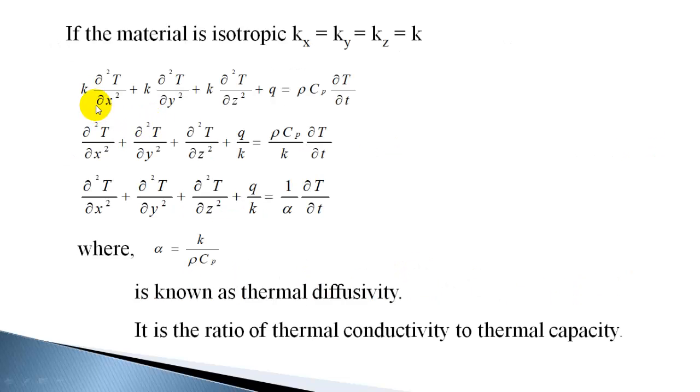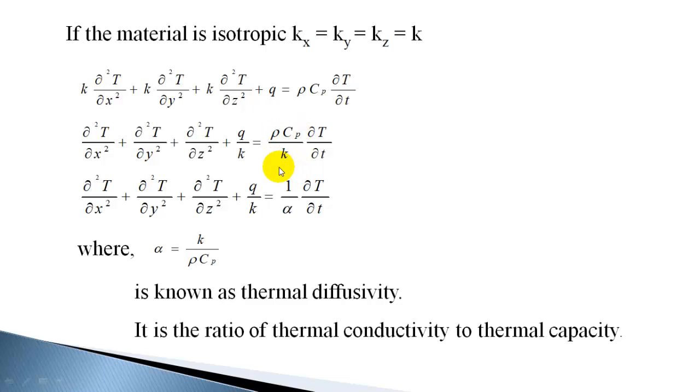So that is written here: k del square T by del x square plus k del square T by del y square plus k del square T by del z square plus Q is equal to rho Cp del T by del t. Now if I divide the entire equation by k, k gets cancelled in these three terms. Q by k will get, it's rho Cp by k del T by del t. So we will get this equation, rho Cp by k.